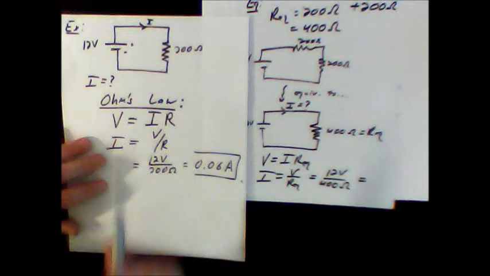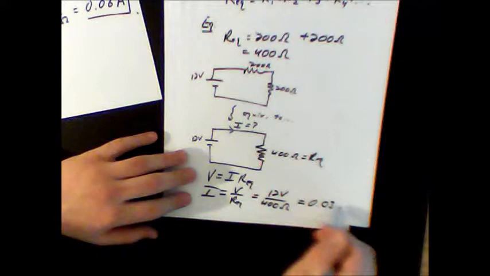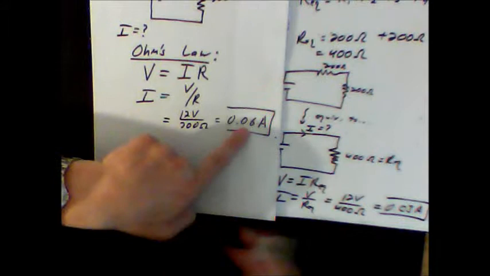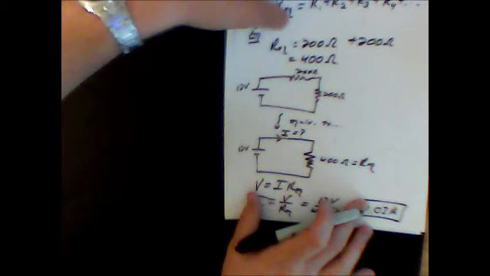And let's see what happens to the current when we're done. 12 divided by 400, you should get 0.03 amps. You notice that this is half as much, right? Here we had 0.06, now we have 0.03. We have one half as much current because as we add more resistors, we're making it more difficult for the current to move through. And so there's going to be less current that gets through per second. Okay, that's by adding those in series.